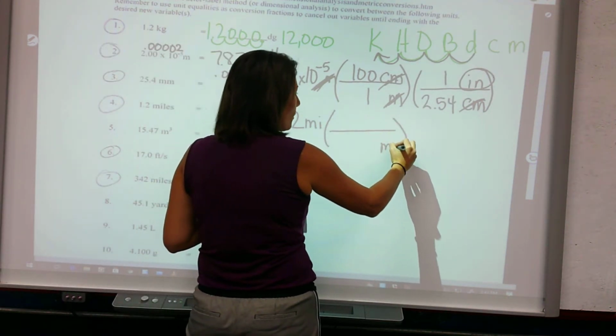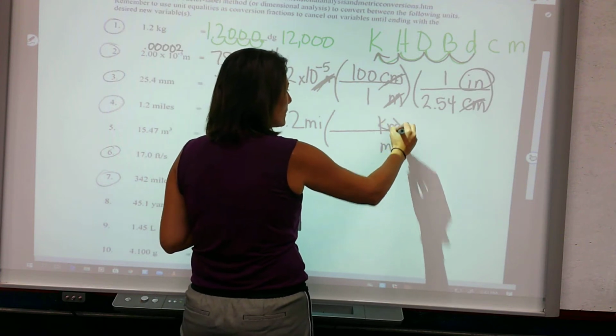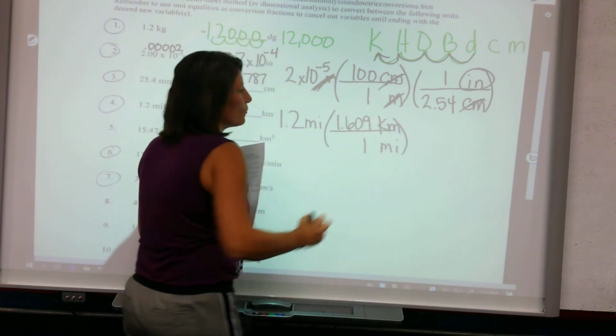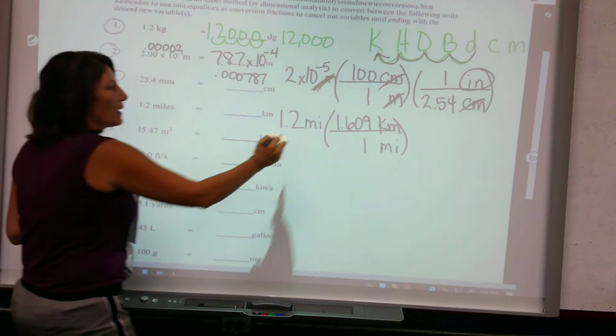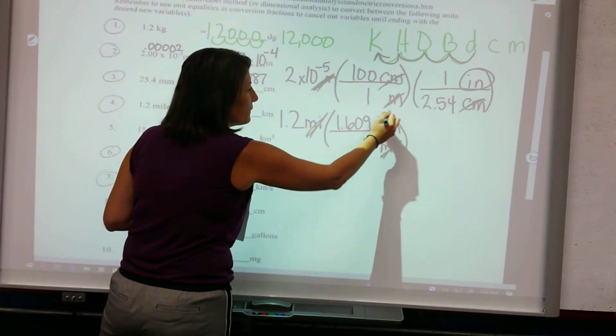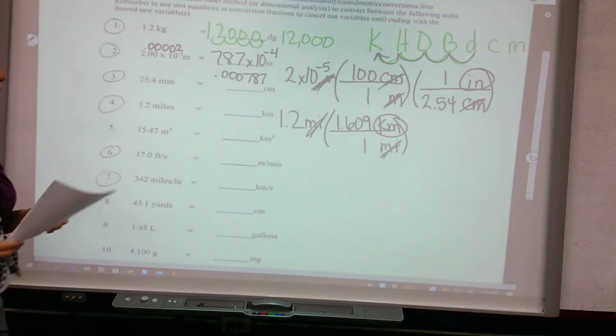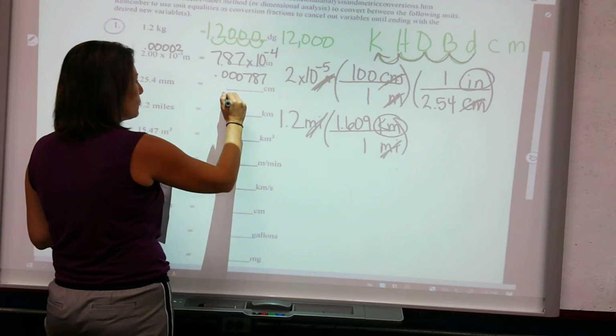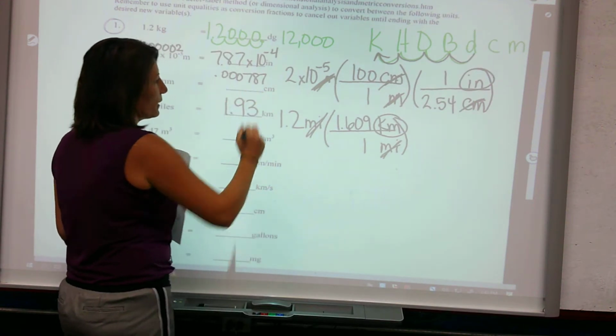Miles are going to go on the bottom, and I want kilometers on top. Now it told me 1.609 kilometers in 1 mile. So my miles cancel, leaves my answer in kilometers. I'm going to take 1.2 and multiply that by 1.609, and it's going to give me 1.93.